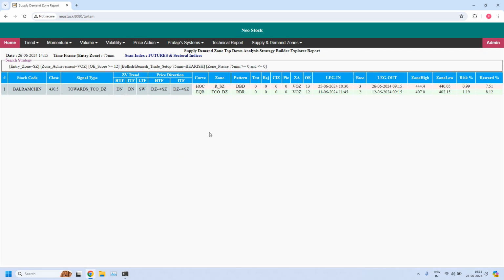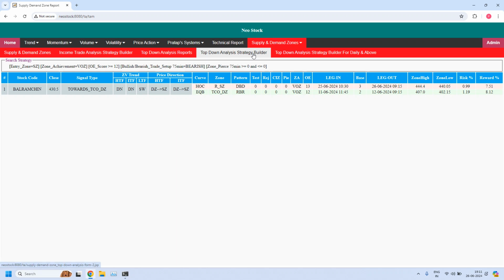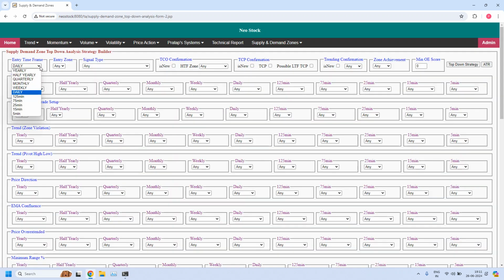Now we will generate bullish and bearish trade setups for daily income trade. Daily income trade entry time frame is 15 minutes. Bullish trade setup entry zone is demand zone. In bullish or bearish trade setup, in 15 minutes time frame, we are setting the value bullish.